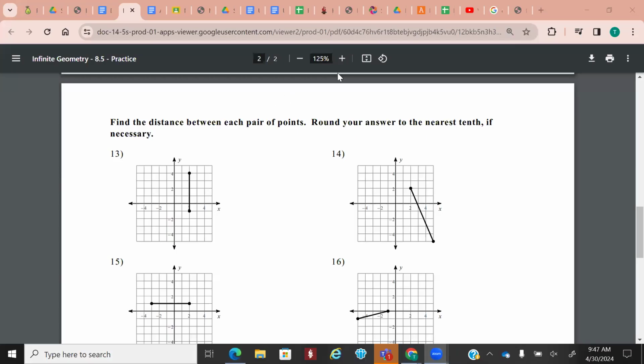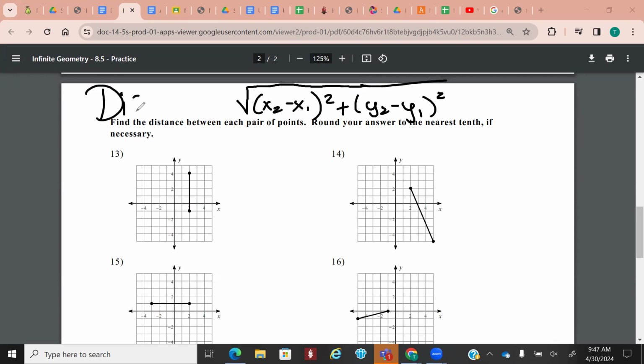Ta-da. Okay, at the top of your paper, you need to write this formula. We're going to say the square root of x2 minus x1 squared plus y2 minus y1 squared. This is what we call the distance formula. It finds the distance between 2 points. Write that down on your paper.